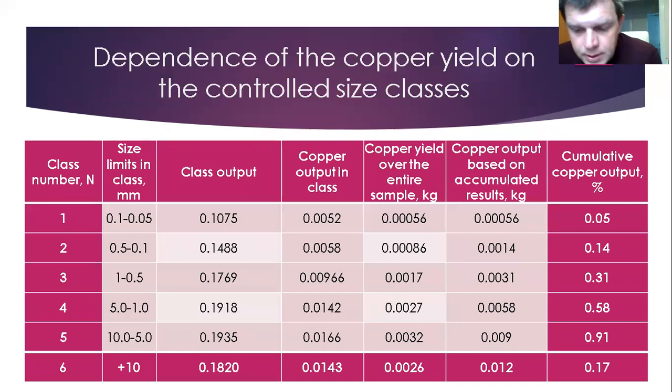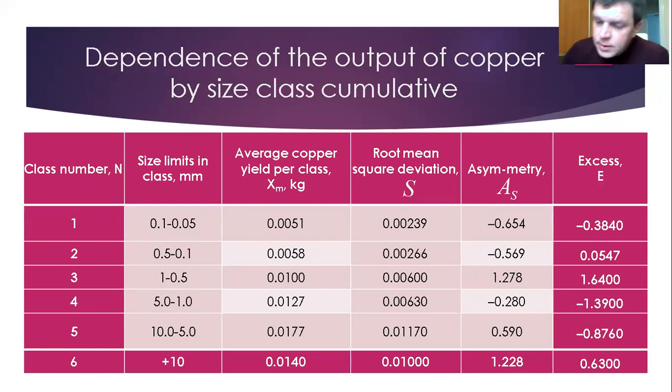Similar studies were carried out for the yield of copper in the single samples of each size class. First of all, the agreement with the normal distribution law was checked. The calculation results are shown in this table. Tables 3 to 7 show that, with the exception of the 10.5 millimeter class, agreement with the normal distribution law can be considered satisfactory. The dependence of the rock mass yield and copper yield on size class is shown in the next figure.